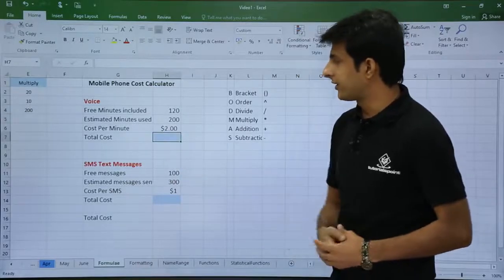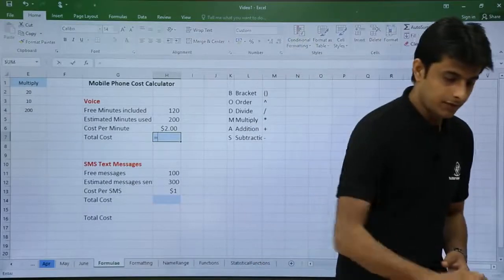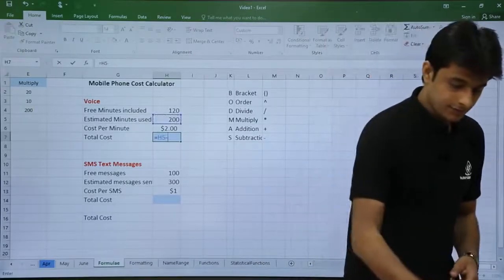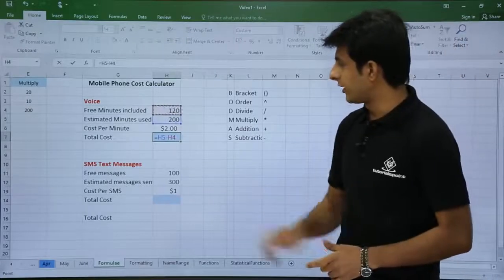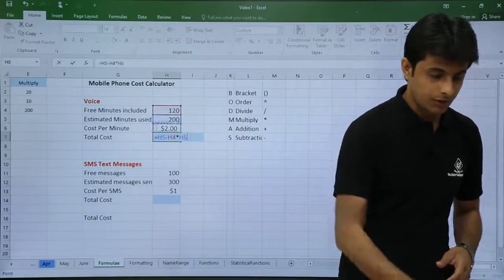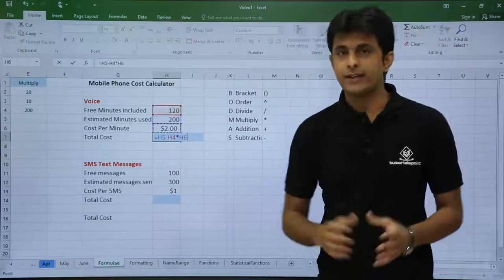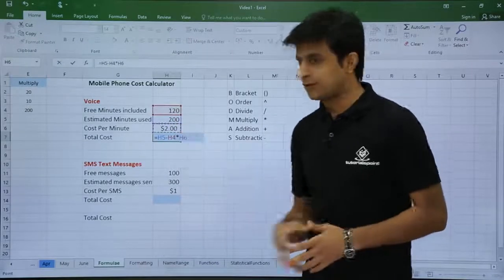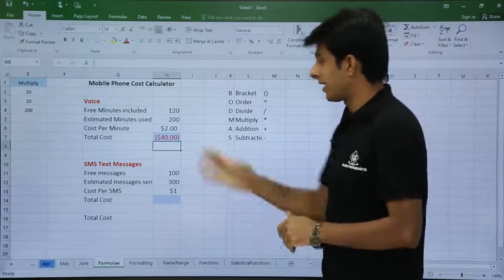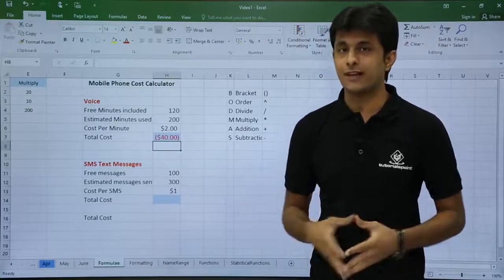The calculation I'll be doing here is for the extra voice cost. I'll use the formula equal to estimated minus the free minutes included. So, I should get the answer as 80, and that 80 should get multiplied with the $2 per minute. So, I am expecting 200 minus 120, that is 80, 80 multiplied by $2, that is 160. When I press enter, now you can see there is a different answer, showing $40 in brackets, which means it is a negative answer.